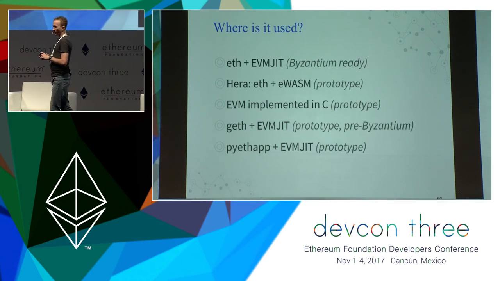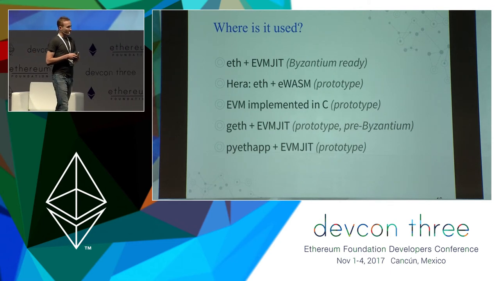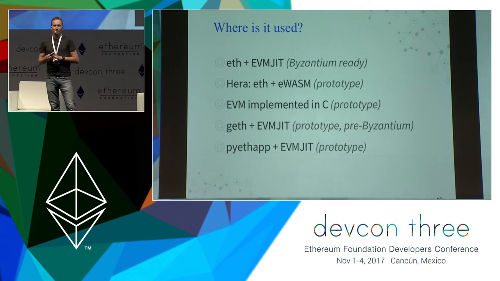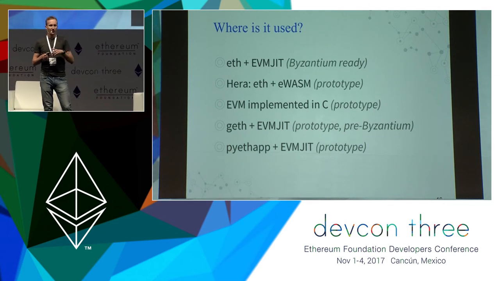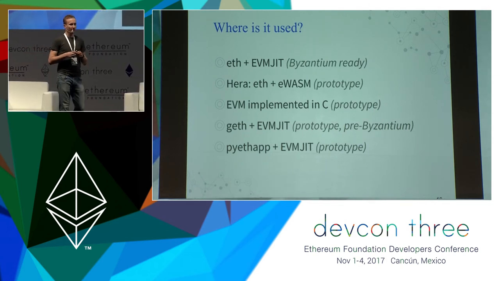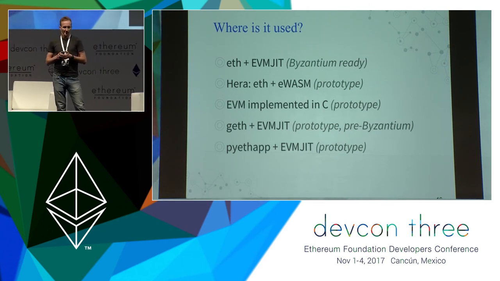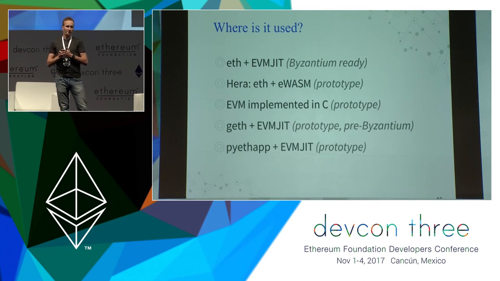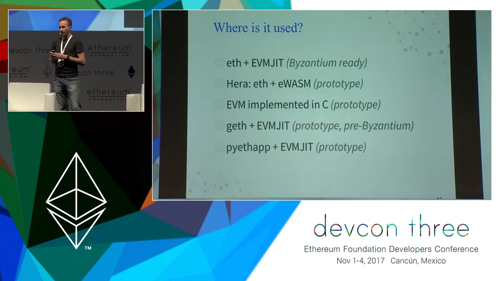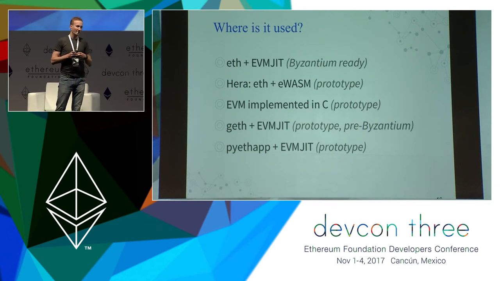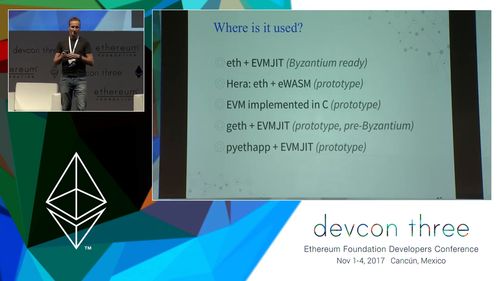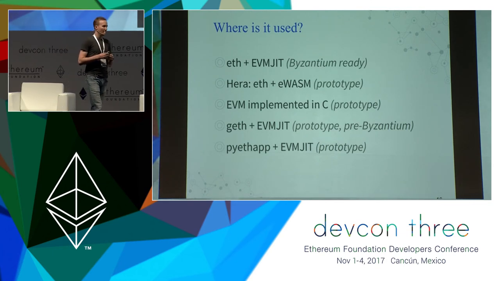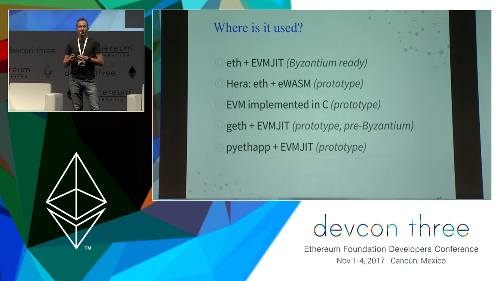So what do we have so far with this? As I mentioned at the beginning, the C++ client has two EVMs, and one is the classic interpreter, which does not use the EVM-C, but we plan to do it in the near future. But EVM-JIT, the JIT-like EVM, uses the EVM-C interface, and it's compatible with the recent hard fork of Byzantium. There is also the Hera project, a prototype of an Ethereum client with an EWASM backend, and there is also a prototype of an EVM implemented purely in the C language.